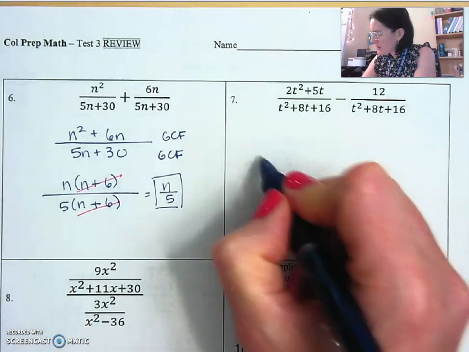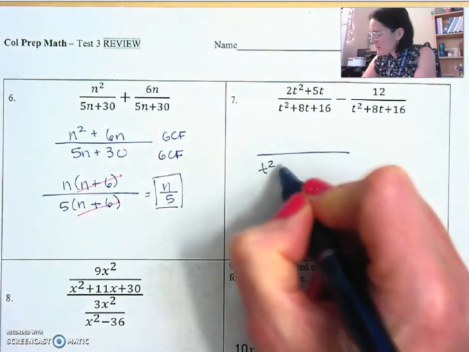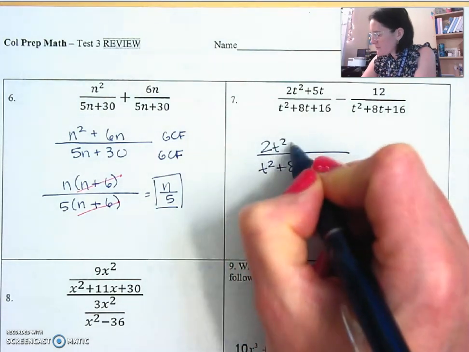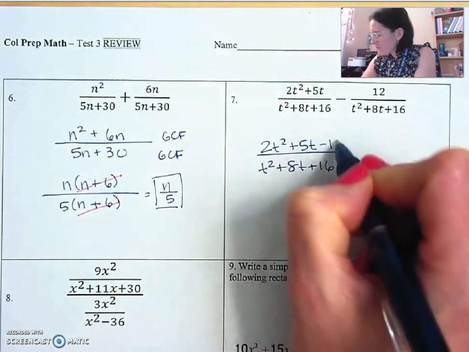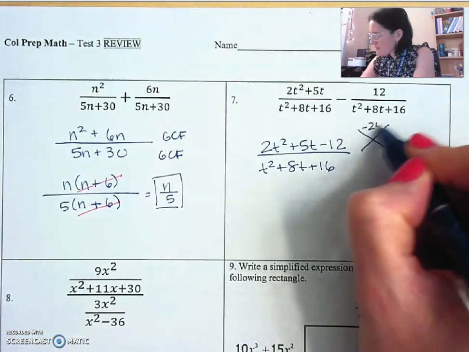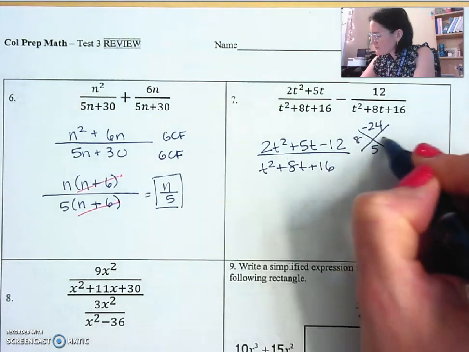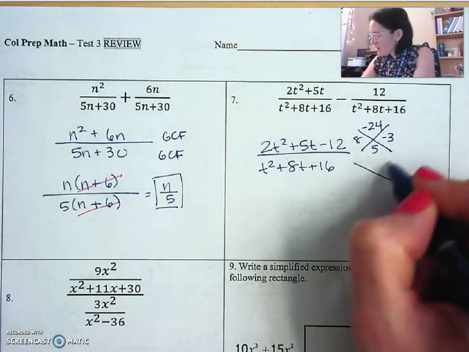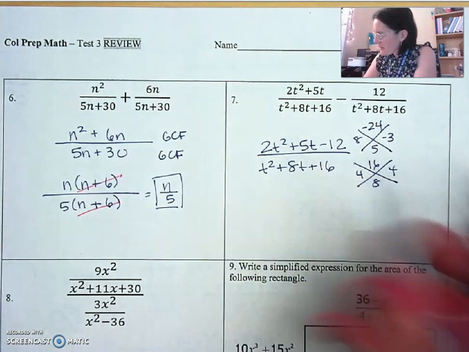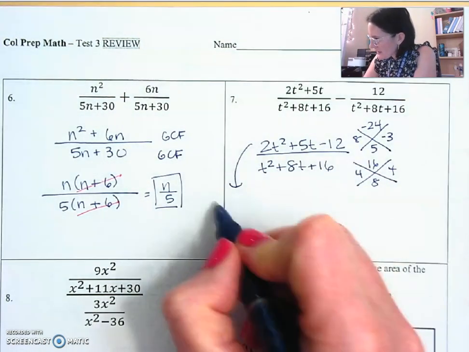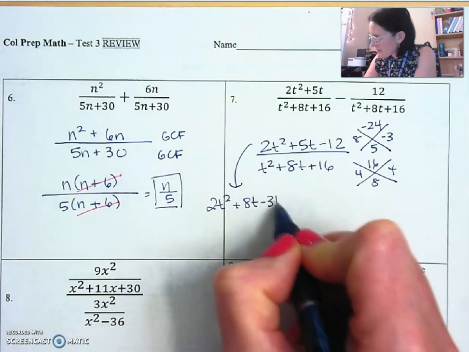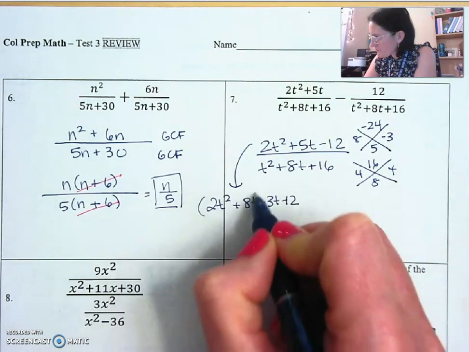Again, on 7, they already have the same denominator. So we go ahead and combine. Now we factor long cross on top, short cross on bottom. So then the numerator I have 2t squared plus 8t minus 3t minus 12.